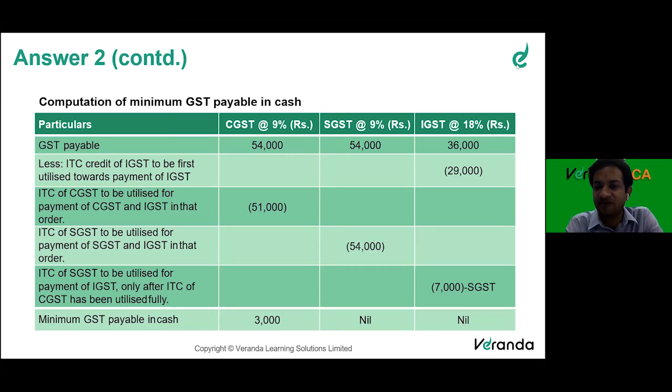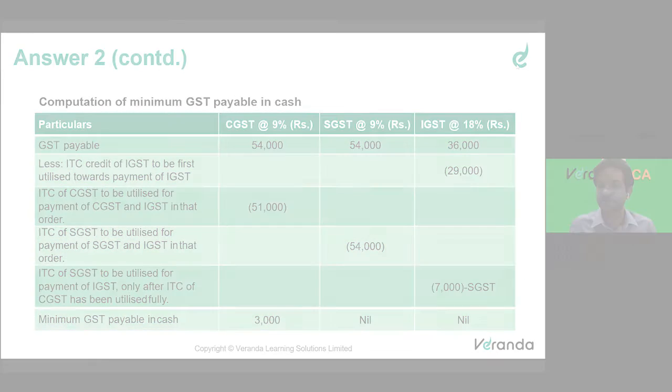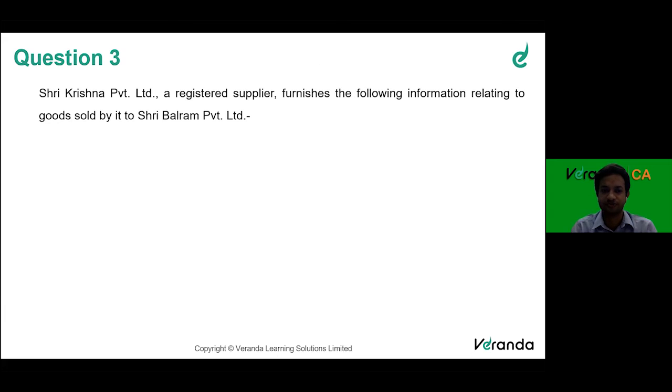And net liability I will pay is CGST 3,000 rupees. I repeat, net liability I will have to pay for that month is 3,000 rupees under CGST head. And I will have an excess credit under SGST head of 10,000 rupees. Because out of 71, 61 I have adjusted, so 10,000 is the balance. Let's move to the next question.